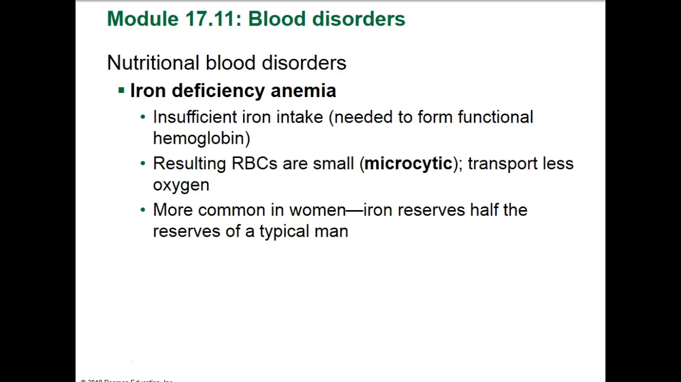So we have to be careful about, obviously, doing blood testing for many things. Now, one thing that we can tell, iron deficiency anemia. If you have insufficient iron intake, you need that for the functional hemoglobin so you can attach to oxygen and carry that through your system. And what happens in this case is that your red blood cells are small, or what we call microcytic, so you can't transport as much oxygen. This tends to be more common in women. Iron reserves are half the reserves of a typical man.